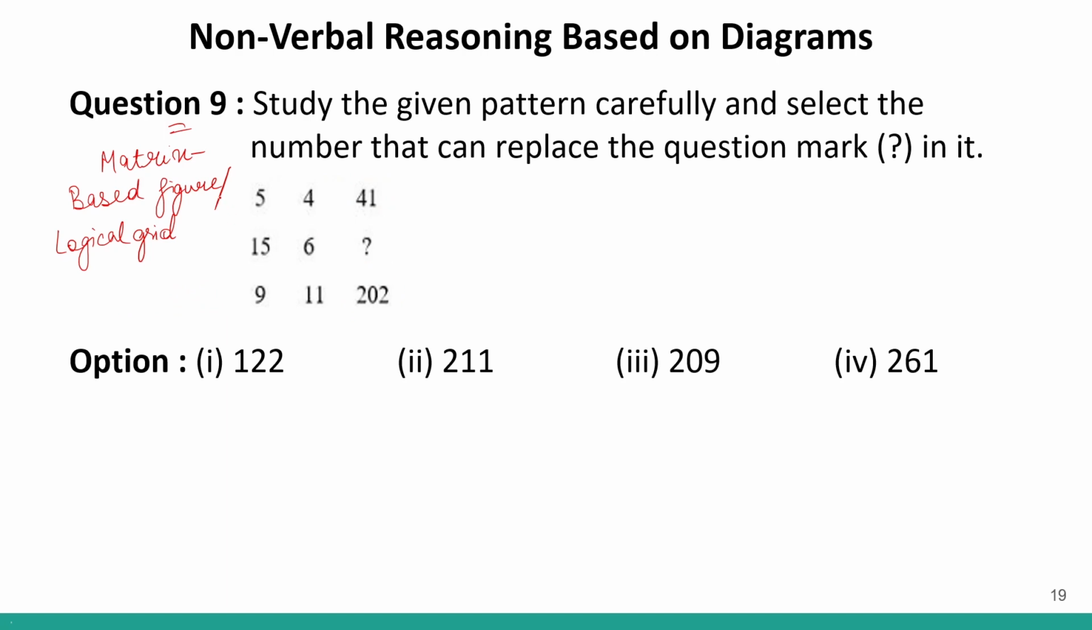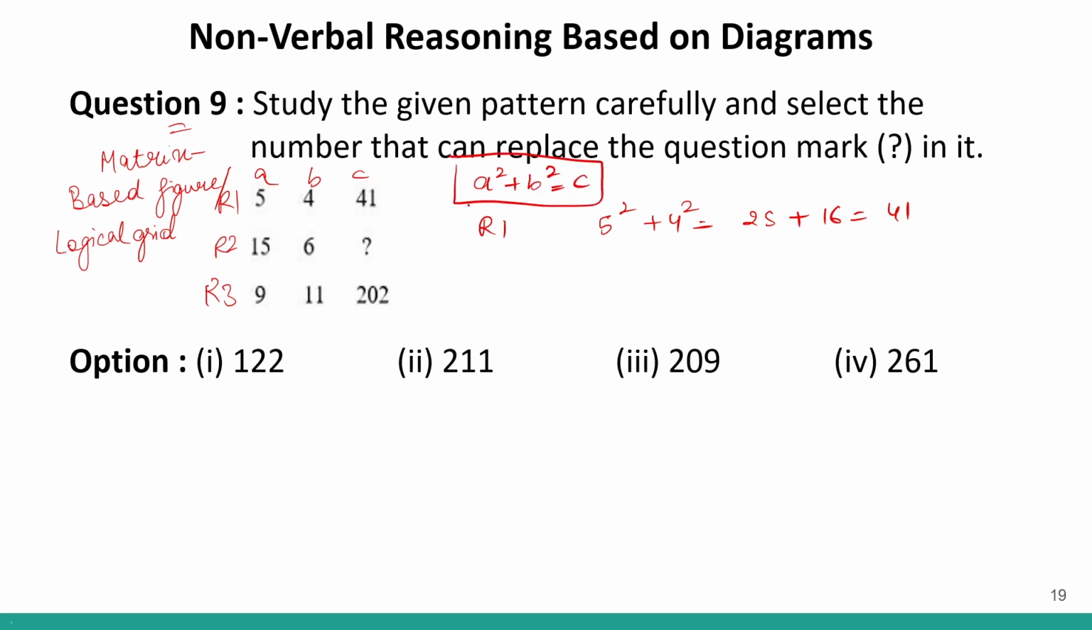Correct? So row 1, row 2, row 3, and let me give them A, B, C. So if I look at row 1, I can see that 5 square plus 4 square will be 25 plus 16, and this is equal to 41. So what logic have I used? I have used A square plus B square is giving me C. This is the logic. Let us confirm it with row 3.